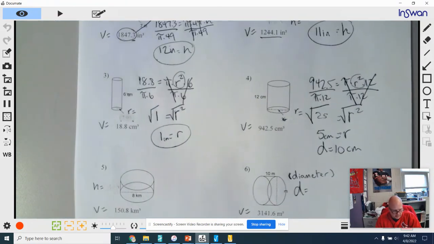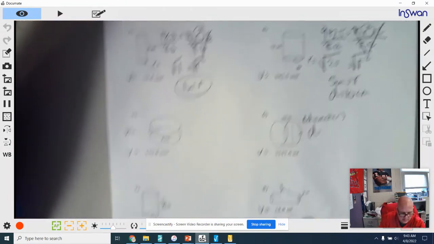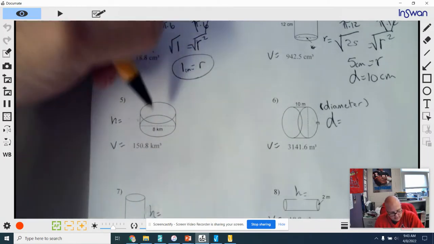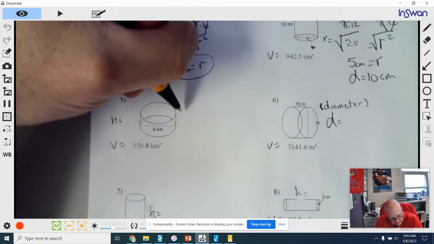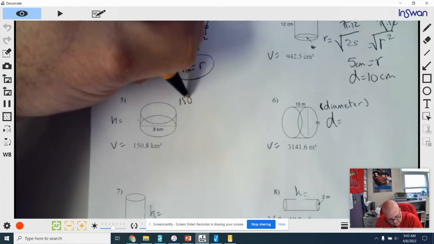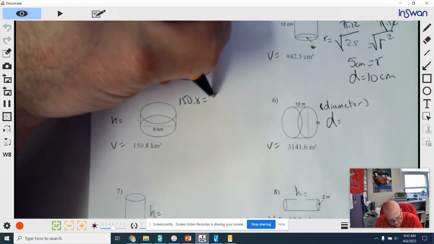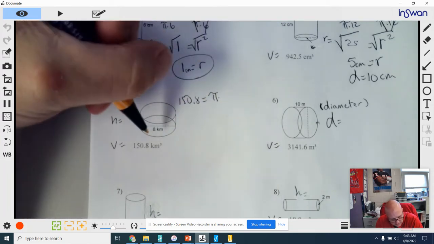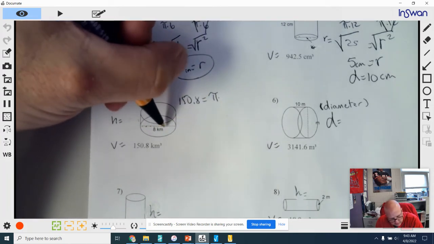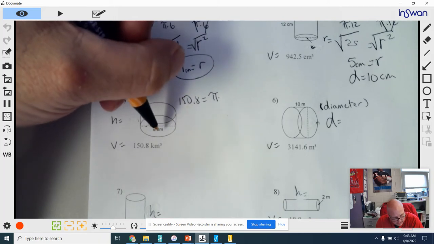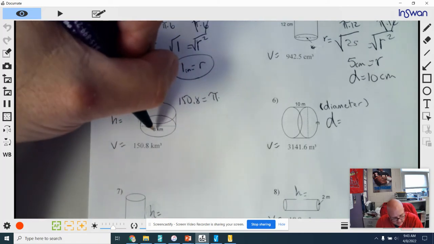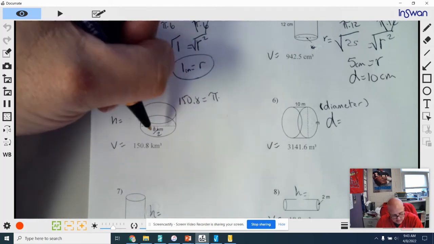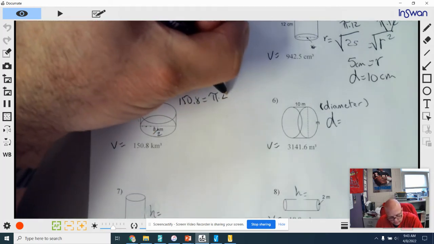Okay, let's move on to number 5. Okay, number 5, it looks like we're finding the height on this one. So we're going to go ahead and write the volume down, 150.8 equals pi times the radius squared. Okay, look what you're given. You're given the whole line. So that's your diameter. So I know I've got to take that 8 and divide that by 2 to get my radius. So 8 divided by 2 is 4.